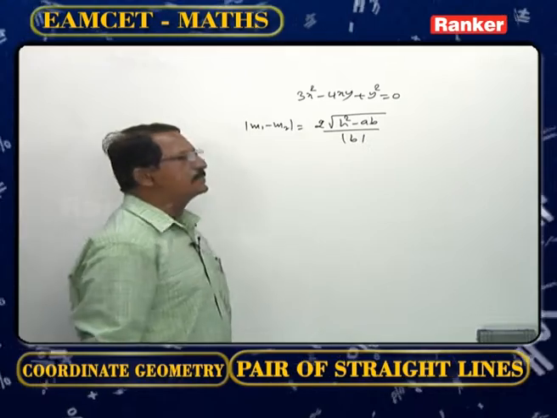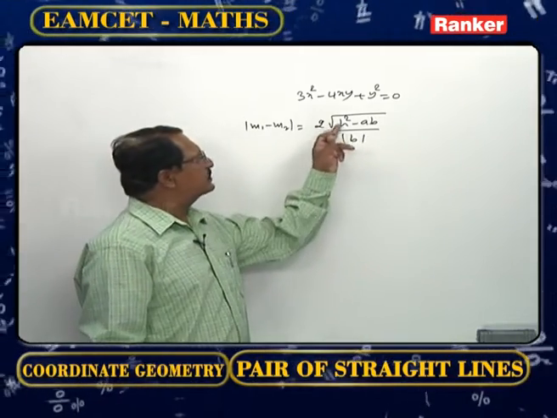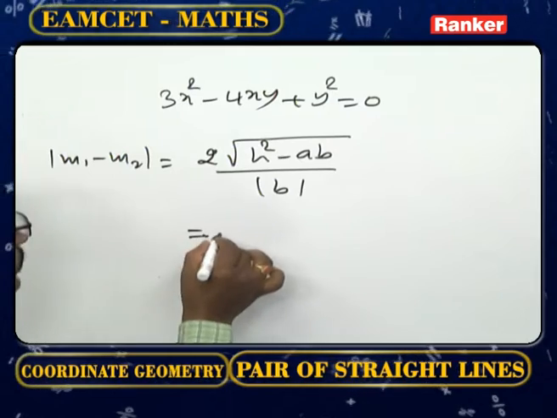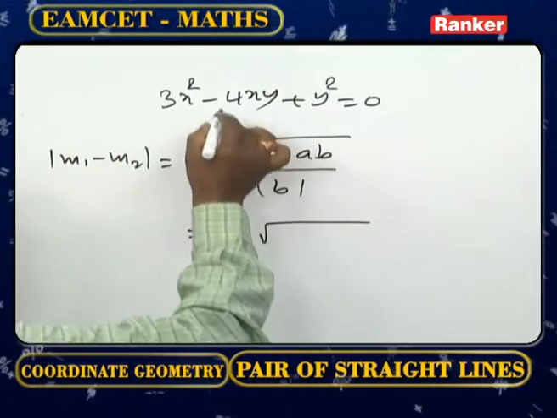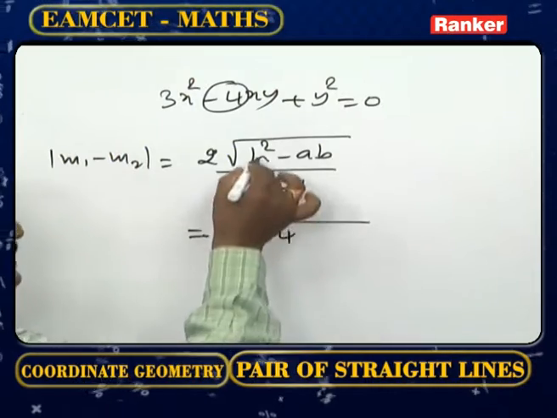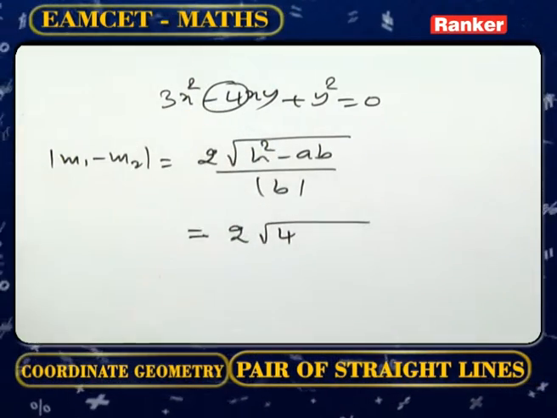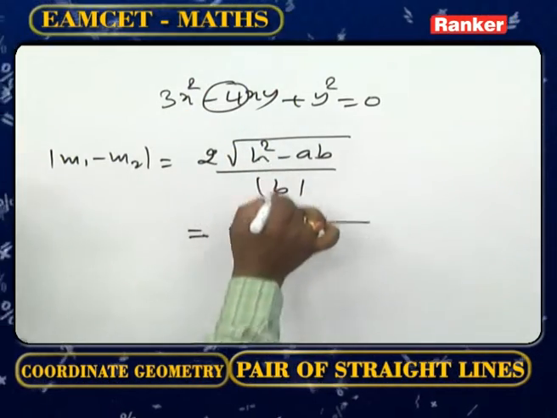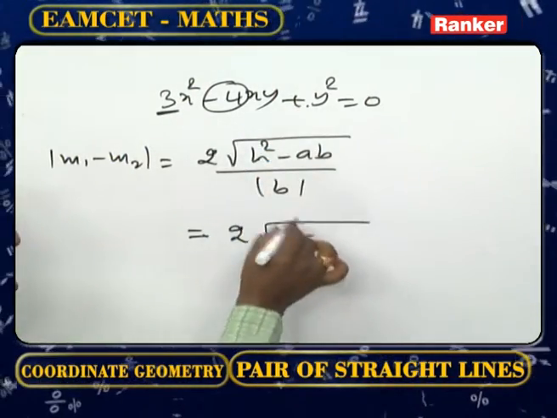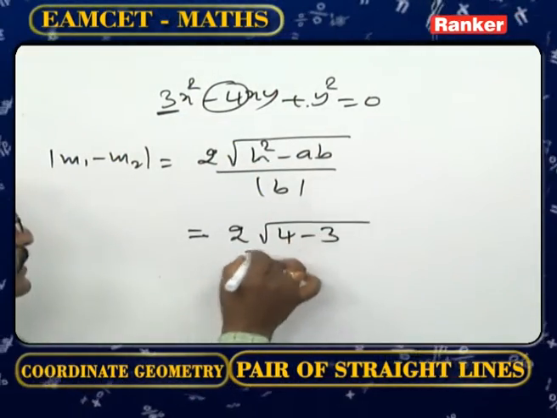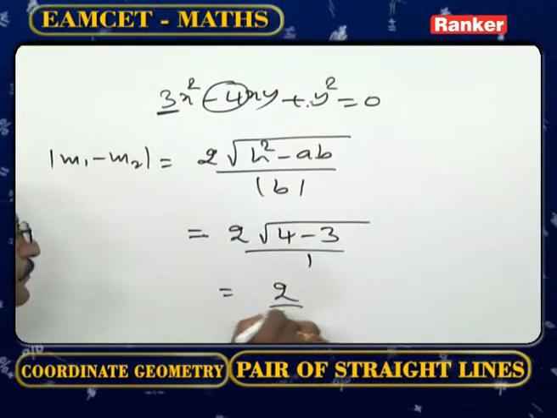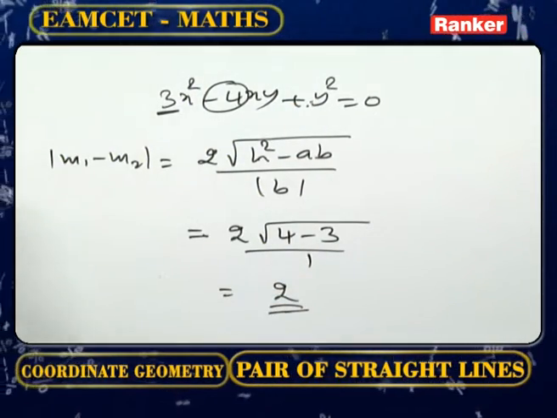The difference of slopes of the pair of lines equals 2 into square root of h square minus ab, by mod b. Now, that equals 2 into square root of h square minus ab, where h is half of the coefficient of xy, that equals 4, h equals minus 2, h square equals 4, minus ab. Here a equals 3, b, the coefficient of y square, is 1, so 3 into 1, 3, by mod b, the coefficient of y square, 1. That equals 2. The answer is the second option.